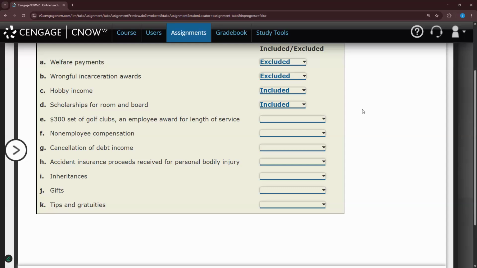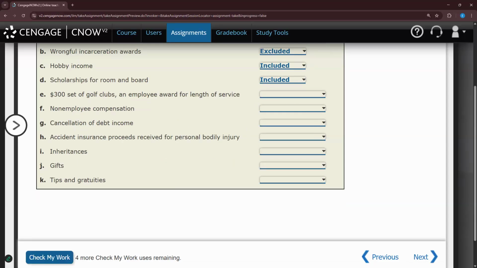Here we see we have a $300 set of golf clubs, an employee award for the length of service. So there are some specific nuances as it relates to service and how long you've been working at the company, whether or not that amount is going to be included in income. So certain prizes, certain awards are not necessarily subjected to taxes. So this would tie into employee benefits essentially. So when you're working for a company, depending on how long you've worked at the company, sometimes these things are not considered taxable. So something important you definitely want to keep in mind.